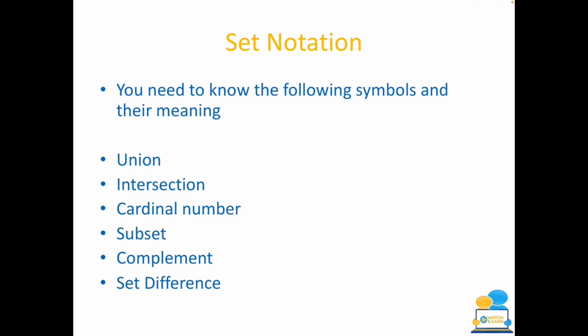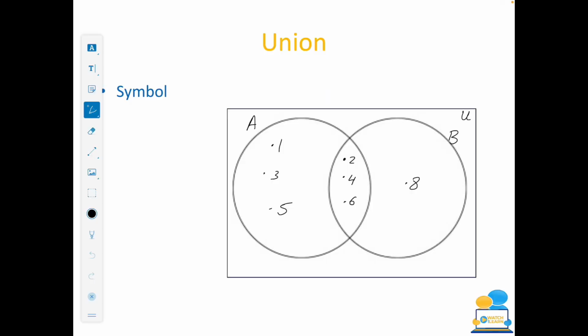So the next thing we need to look at is set notation. These are basically a collection of symbols that we use when we're talking about sets in maths. We need to know the following symbols and their meaning. Union, we're going to have a symbol for that in a second. Same with intersection, cardinal number, subset, complement, set difference, and there's also going to be one or two others. We're going to use the last Venn diagram that we just drew as our example to explain these terms. The first one we'll look at is union.